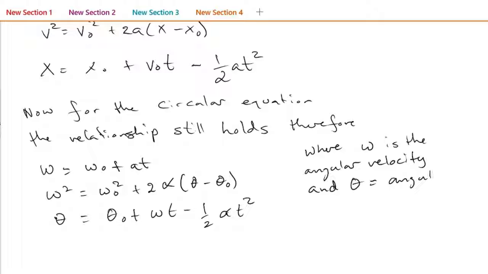Oh yeah, one last thing before I forget. The average velocity I did not list here, but it's basically the final velocity plus the initial velocity over 2.